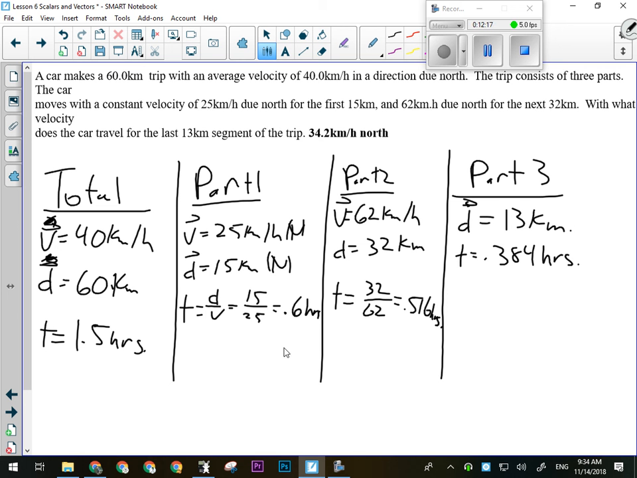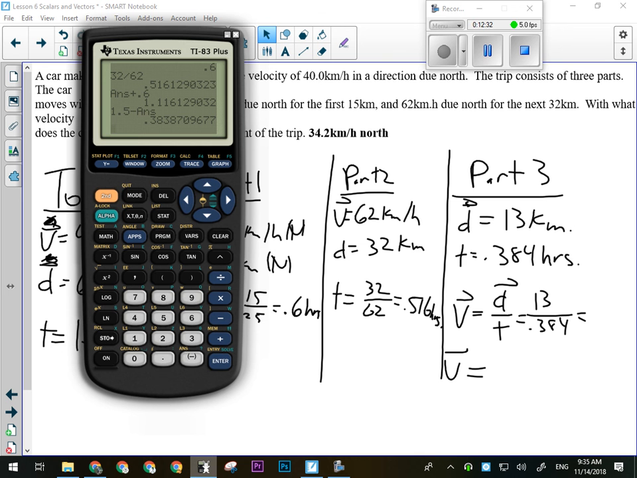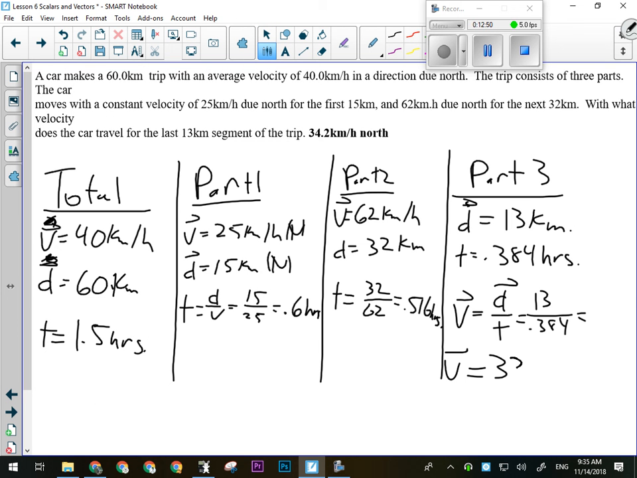Okay, so the time for that one is 0.384 hours, which means now I can calculate the velocity for part 3. V equals d over t. It's 13 kilometers. It takes 0.384 hours. So the velocity for part 3, 13 divided by the answer I got, which was the remaining time, would be 34. I don't know why I got 34.2 there, probably because I rounded off. So 33 point, we'll say 9, 33.9 kilometers per hour, not meters per second.